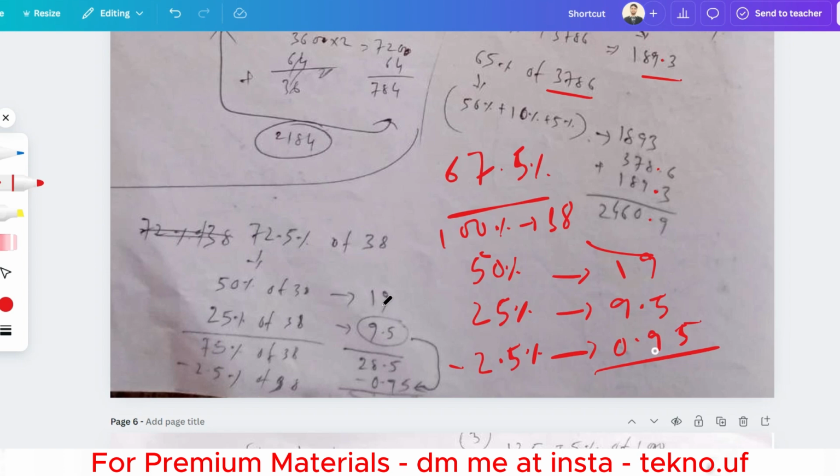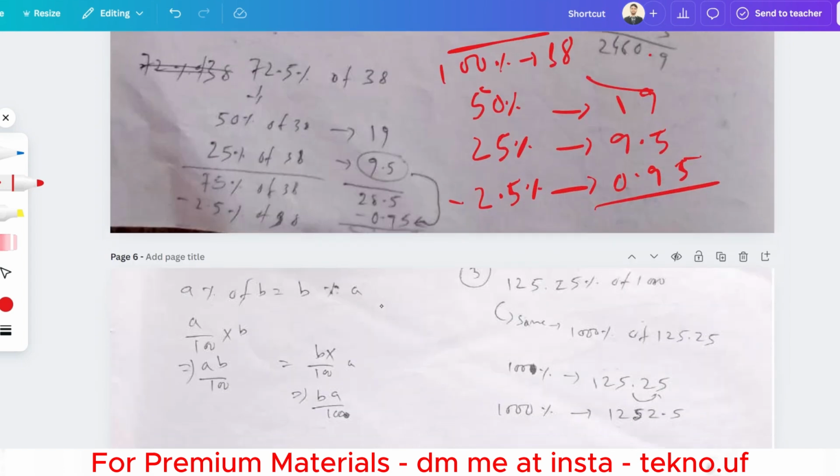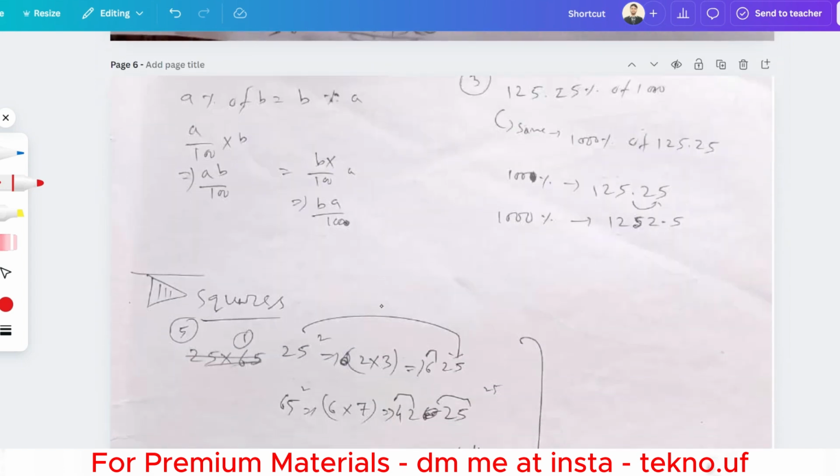29 something will be the answer. Okay, so this way you can calculate percentages very easily. Let me go to the next page.